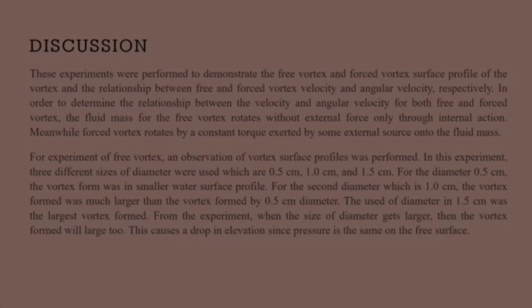For experiment of free vortex, an observation of vortex surface profiles was performed. In this experiment, 3 different sizes of diameter were used, which are 0.5 cm, 1.0 cm, and 1.5 cm. For the diameter 0.5 cm, the vortex form was in smaller water surface profile. For the second diameter, which is 1.0 cm, the vortex form was much larger than the vortex formed by 0.5 cm diameter. The use of diameter in 1.5 cm was the largest vortex form.